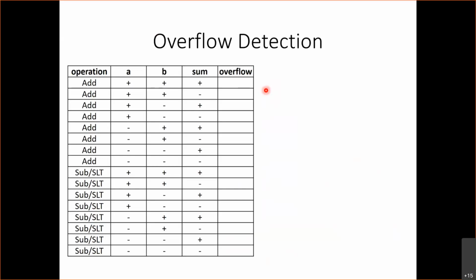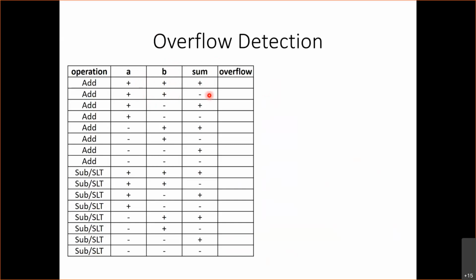Well, quite simply, the cases where I have overflow, here we can look at A and B, which are my inputs, and the sum, which is my output. Now, if I add two positive numbers and get a positive number, then that means I don't have overflow. This looks reasonable. But if I add two positive numbers and get a negative number, is that possible? Is it possible to add two positive numbers and get a negative number?